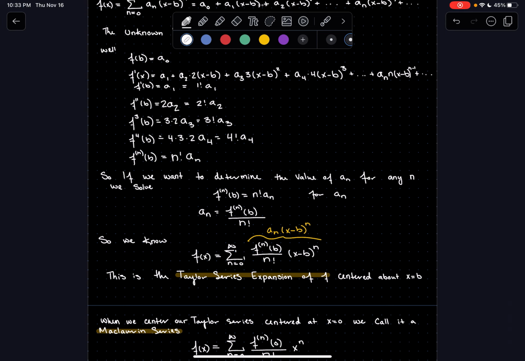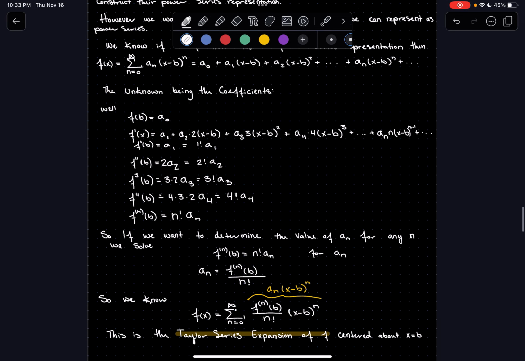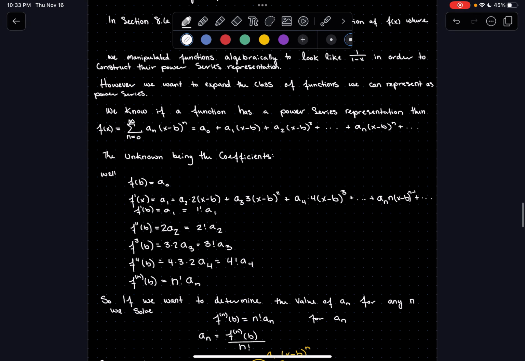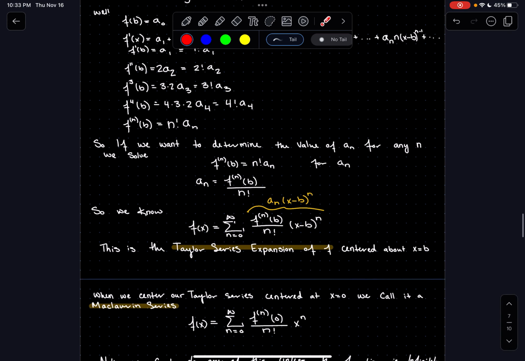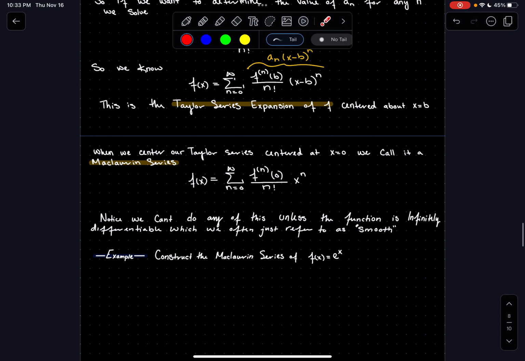It works locally for functions, but it doesn't work globally for all functions, unless that function is infinitely differentiable, right? Here, the only way I can find these a sub n's is if I take n derivatives, right? N derivatives to get an, 4 derivatives to get a4, 3 to get a3, right? So if I want to figure out what all these terms are, I actually have to be able to take the derivative infinitely many times, right?